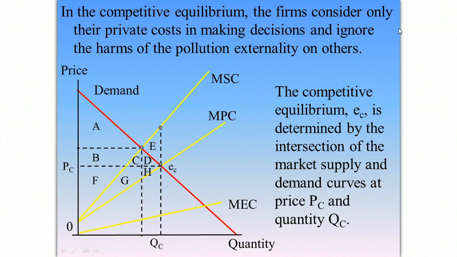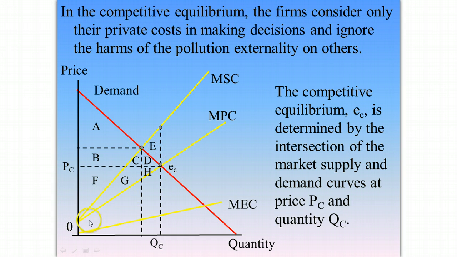So in the competitive equilibrium, the firms only consider their private cost when making decisions and ignore the harms that the pollution creates. So we have the demand curve. This reflects basically the benefits. How much are people willing to pay for the product? Clearly the price people are willing to pay reflects the utility or benefit they get from it. At low units, the price people are willing to pay is quite high, but as people use more and more of the product, the price they're willing to pay declines. So we get a downward sloping demand curve that essentially reflects declining marginal utility. It reflects marginal benefit.